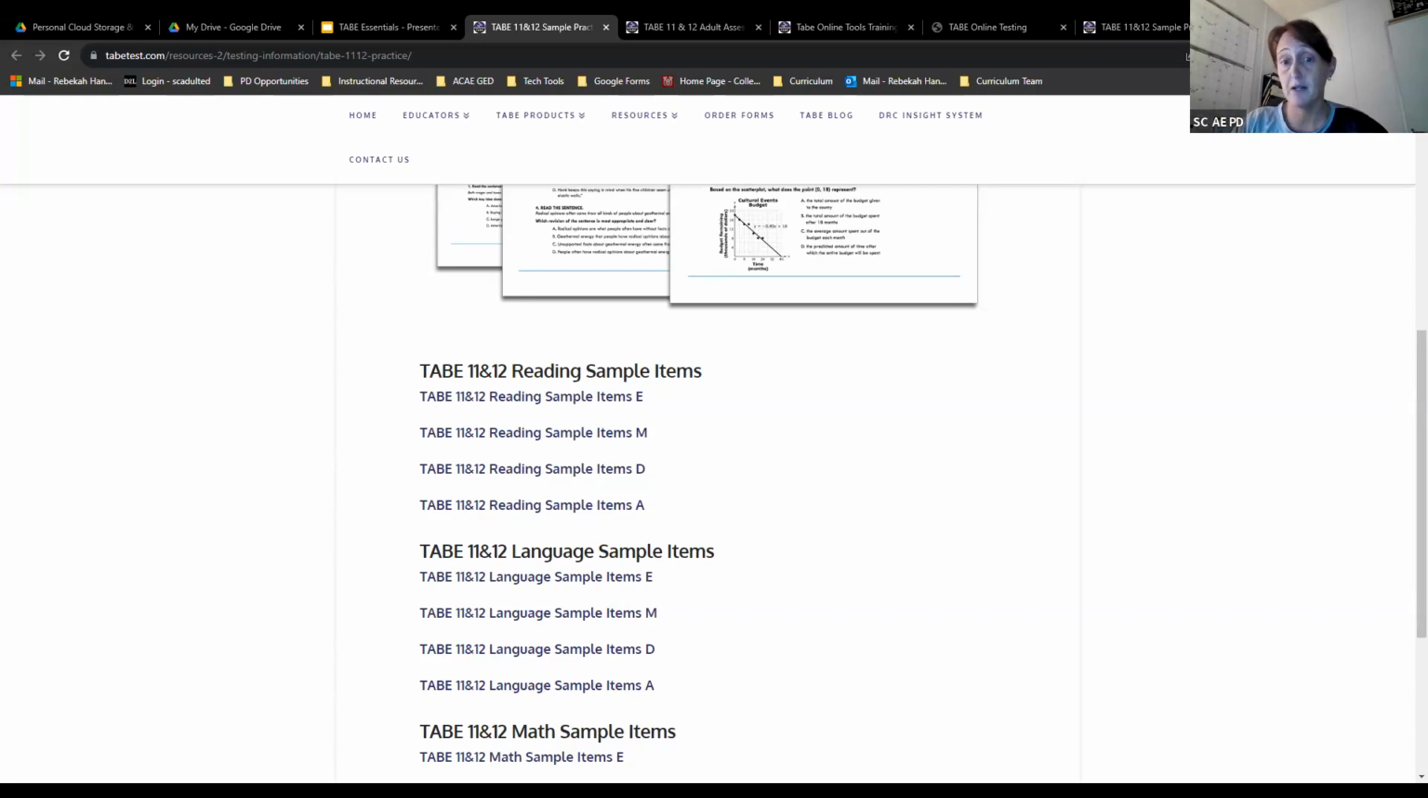The other thing that Marie brought up that is important: yes, you can post-test them in any subject that they tested in.